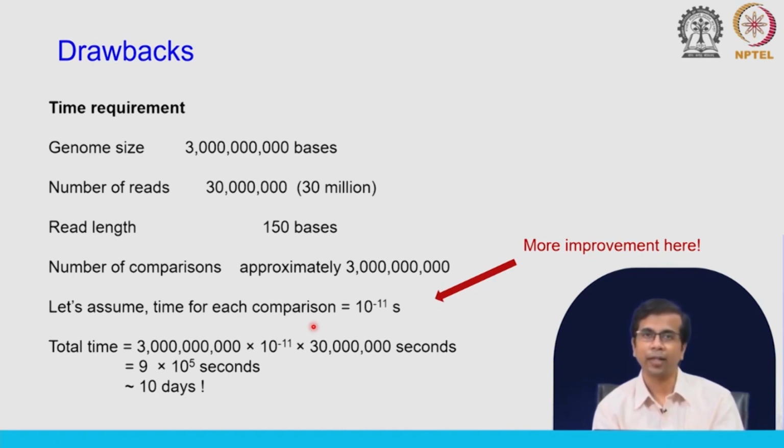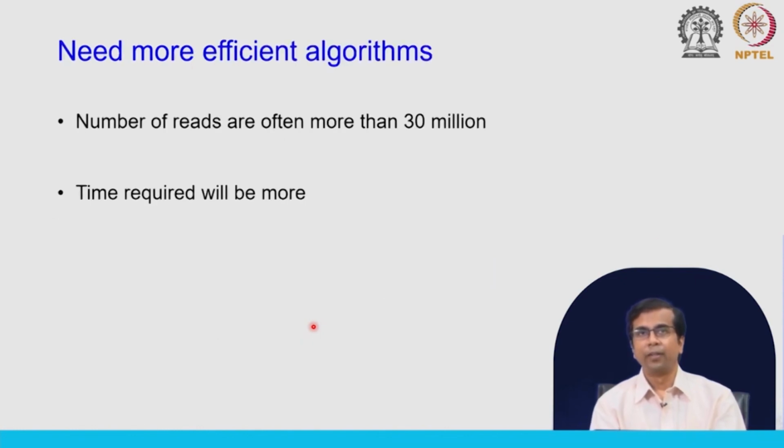Okay. For 30 million reads, if it takes 10 days, and if you increase the number of reads, if you are processing billions of reads, it will take even longer. So, if you are processing 300 billion reads, it will take 100 days. So, this will increase the time, and that is still not acceptable. We want to do this within a few hours, maybe a day or two, not 10 days for 30 million. Okay. So, what it means is we need more efficient algorithms.